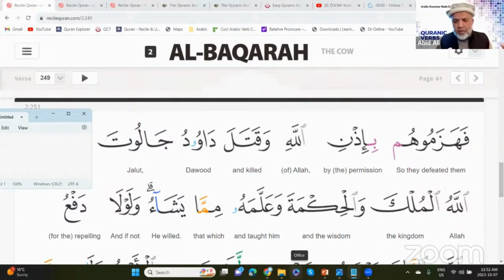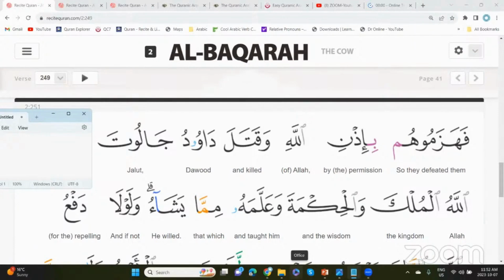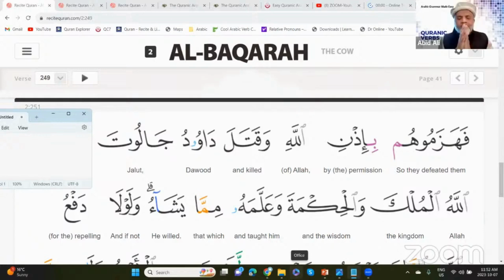The object is always Nasab. So over here, who's the subject? Dawood. Who is the object? Jalut. Now, I'm not writing it down, but think about why it is so important to learn these rules. If I say, Wakatala Dauda Jalutu, what did I say?